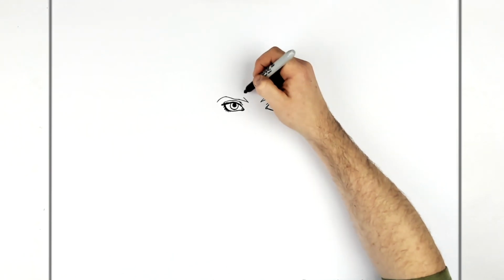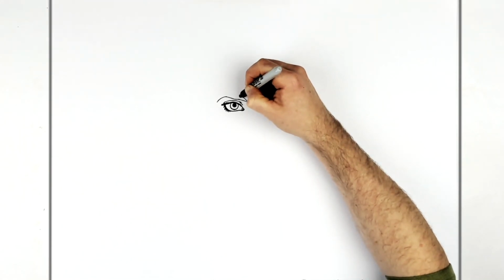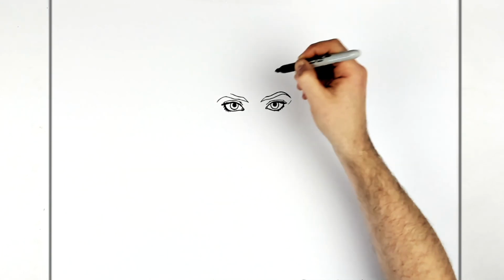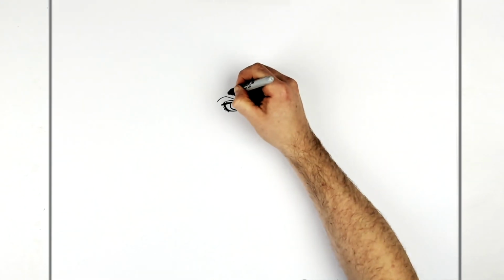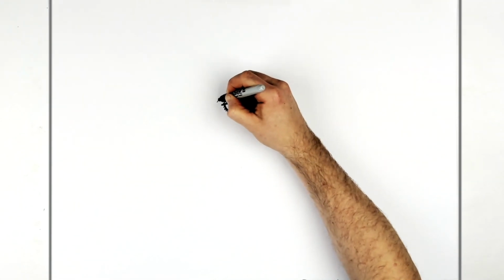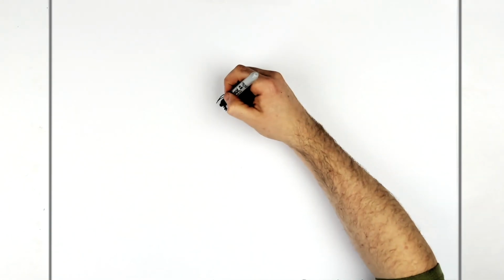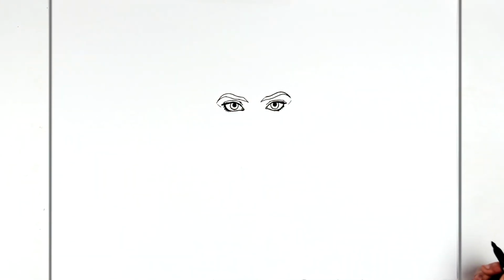So same sort of thing again. Up, down, real thin at the back. And we'll add this sort of eye line coming out of the corner of her eye there.